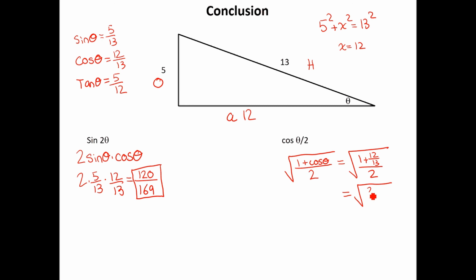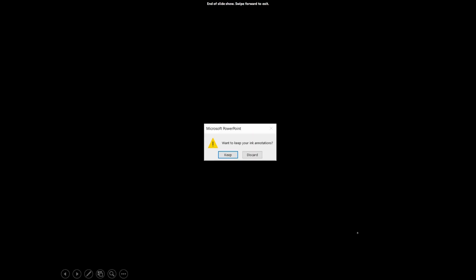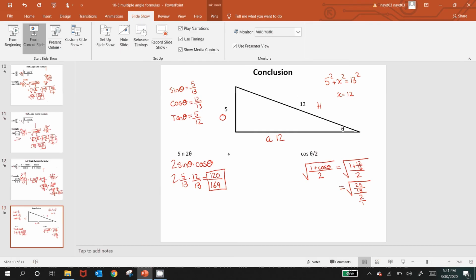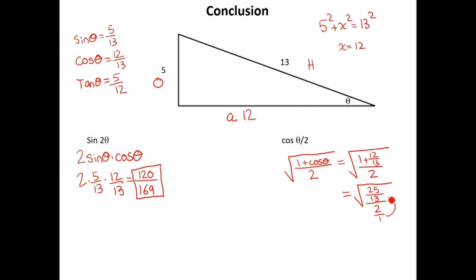So 25 over 13 all over 2. And so now we'll put that over 1, keep, change, flip. So we'll keep, change, flip it. 1 over 2. So you get 25 over 26. You could simplify this slightly. The square root of 25, for example, would be 5. So you get 5 over radical 26.